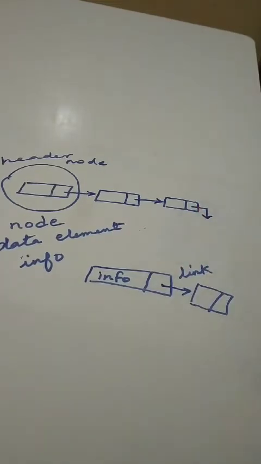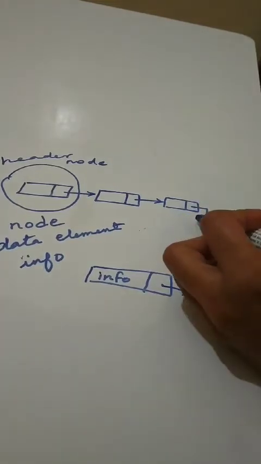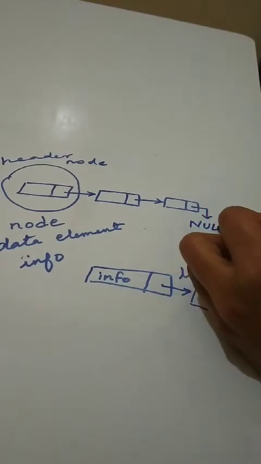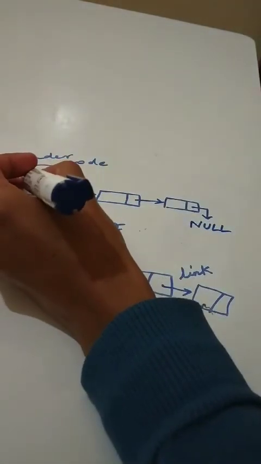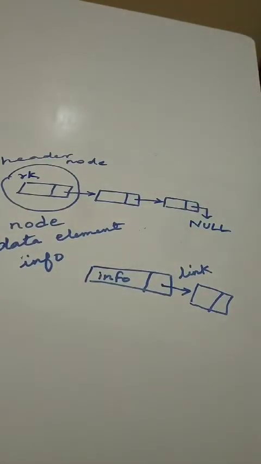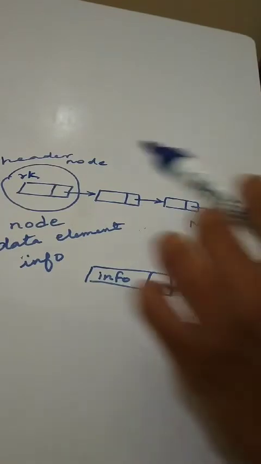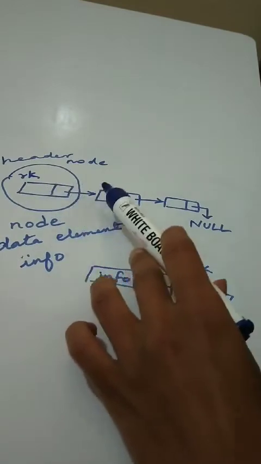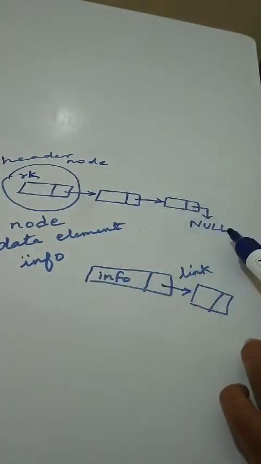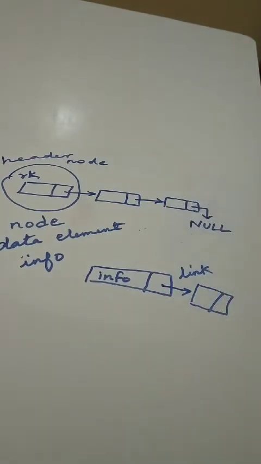Now please remember, the last node in a linked list always points to null. So if I have a list and I say the name of the list is RK, this is a list by the name RK. When I go through this list, I keep going on till I reach null. The moment I reach null, I understand that the list is over.